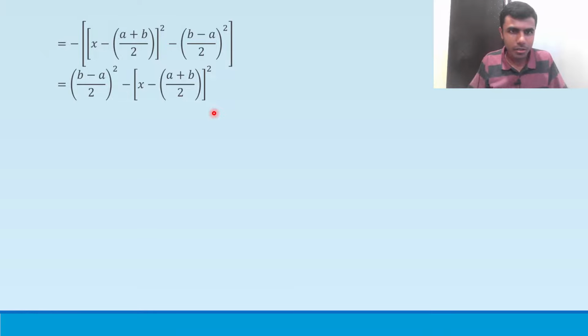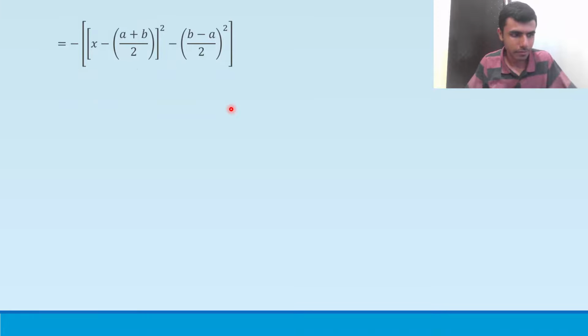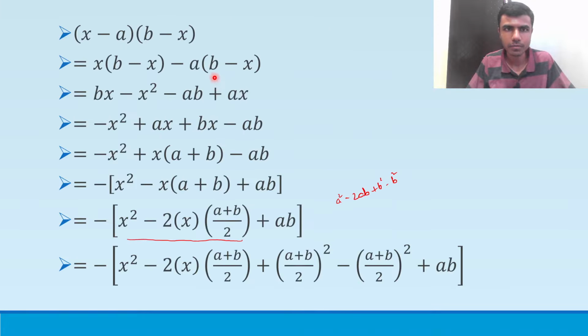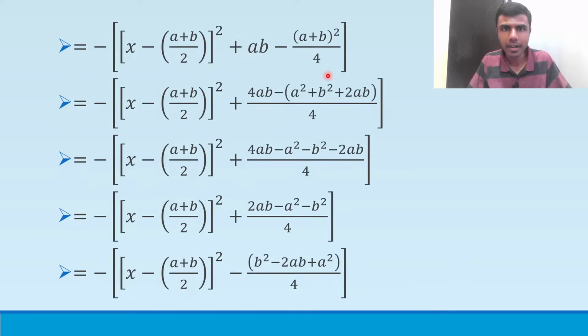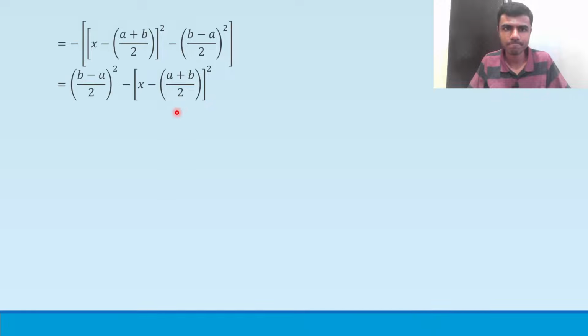Okay, so to put it in summary, we began with x minus a into b minus x, and we landed up here. If I were to do a quick go through, we began with this x minus a into b minus x, and we landed up here. So basically x minus a into b minus x is nothing but b minus a by 2 whole square minus this.